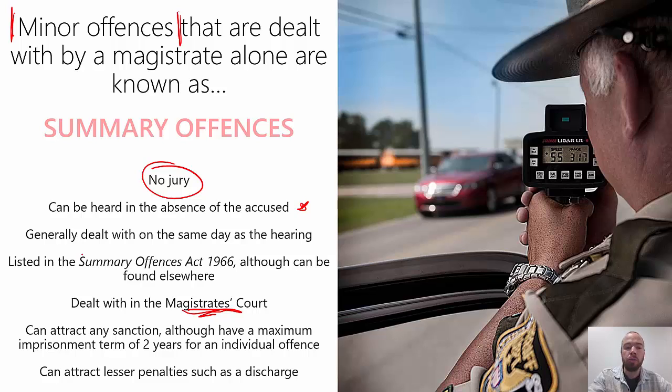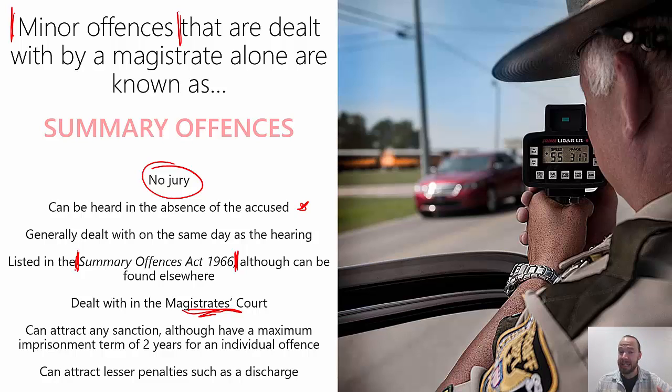Most people know the idea of summary offences being listed in this very specific Act of Parliament called the Summary Offences Act. So it has a list of all the summary offences, although they can be found in other pieces of legislation. So particularly the Road Safety Act will have some driving offences, for example, that are classified as summary offences, but a lot of them are found in this one specific piece of parliamentary legislation.